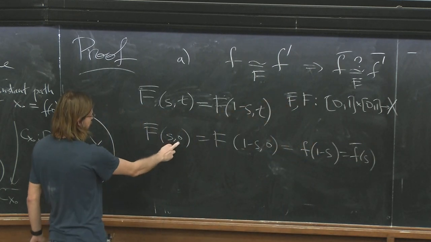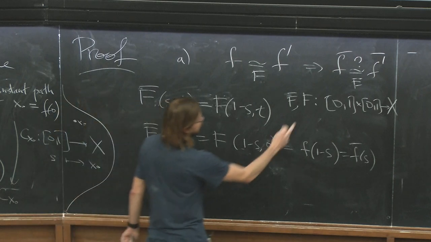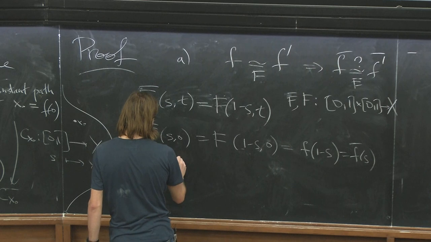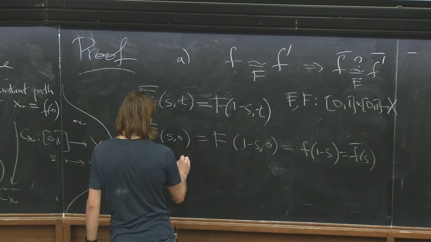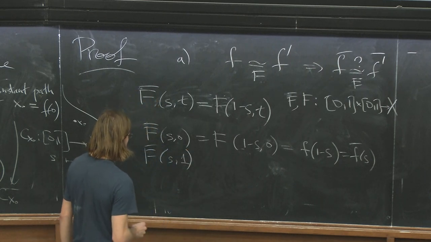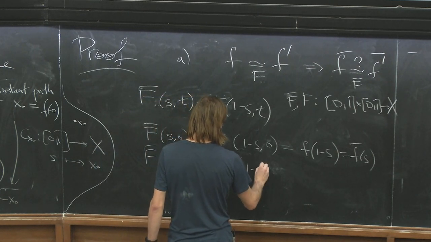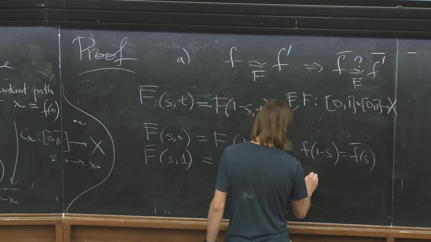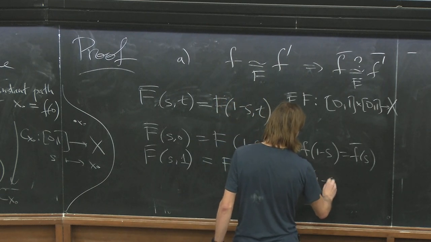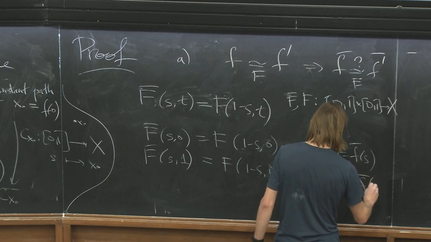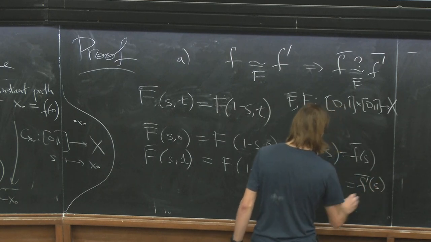So indeed, when my homotopy parameter t is 0, I get f bar. And similarly, if my homotopy parameter t is 1, this is the same as F of 1 minus s, 1, which we know is f prime of 1 minus s, which is the same by definition as f prime bar of s.